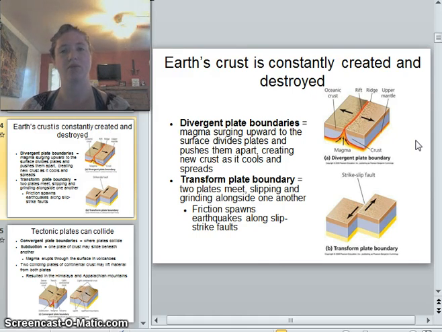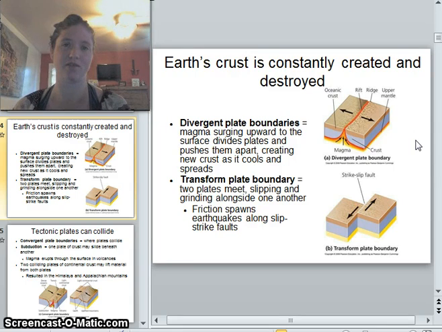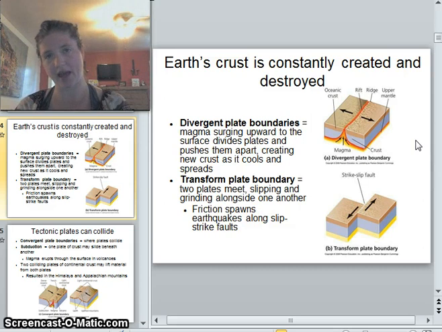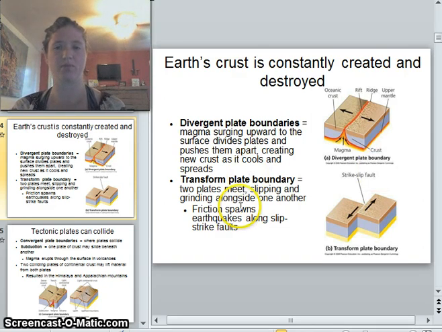You end up with some of these kind of funky things, like if you have ever Googled images of the San Andreas Fault, you see things like the roads that have been split in half, or things that are bent and twisted funny. That's usually from a transform plate boundary.